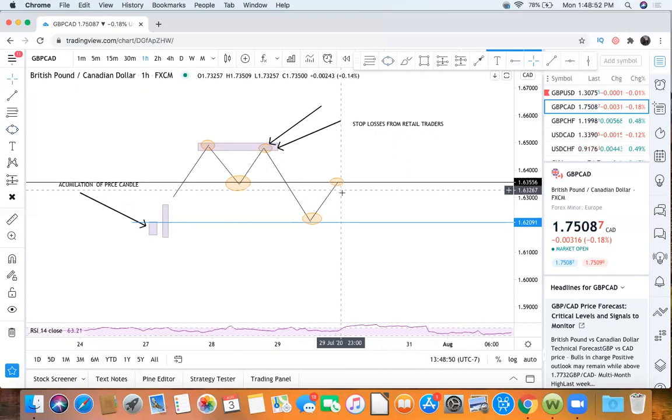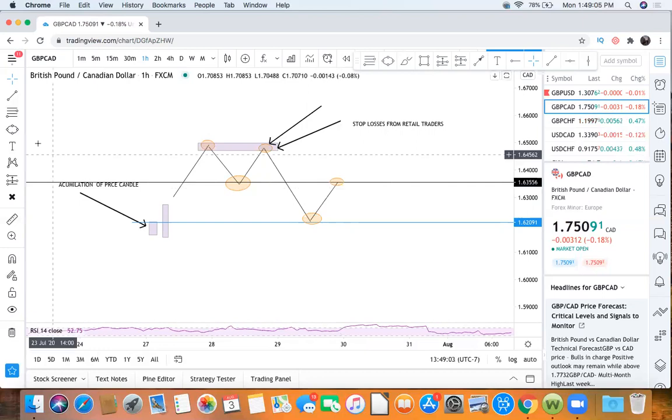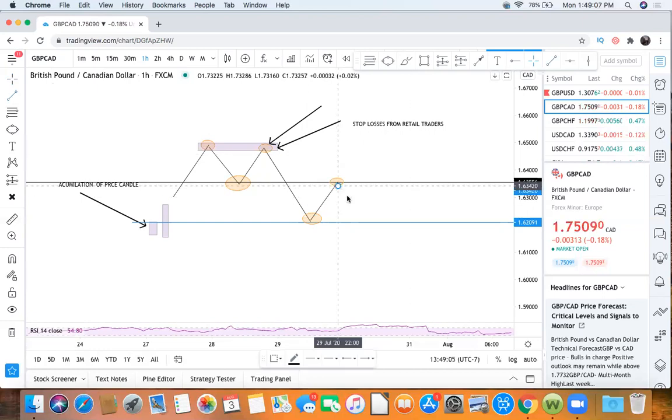Yeah, it could be some short sales. But what they didn't know is that we're going to have another accumulation of price candle around this area, because right here we had a drastic push up before on the last bearish candle. So the market's going to still come down a bit more, while retail traders are still in profits, and just test the last accumulation price candle that we have right here for that drastic push to the upside.